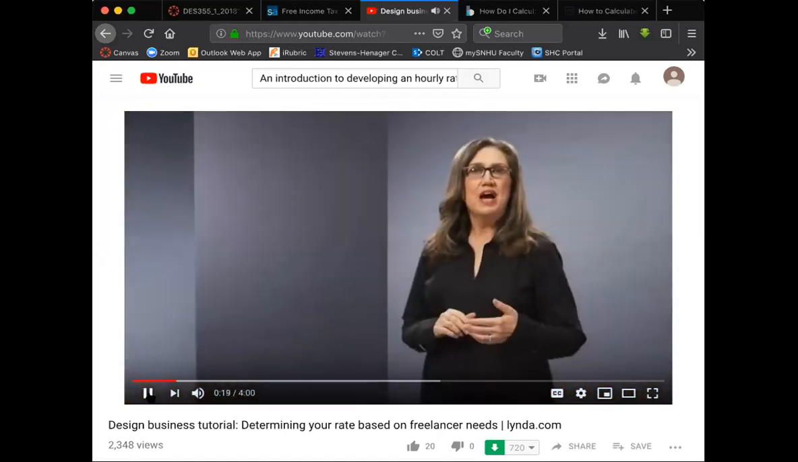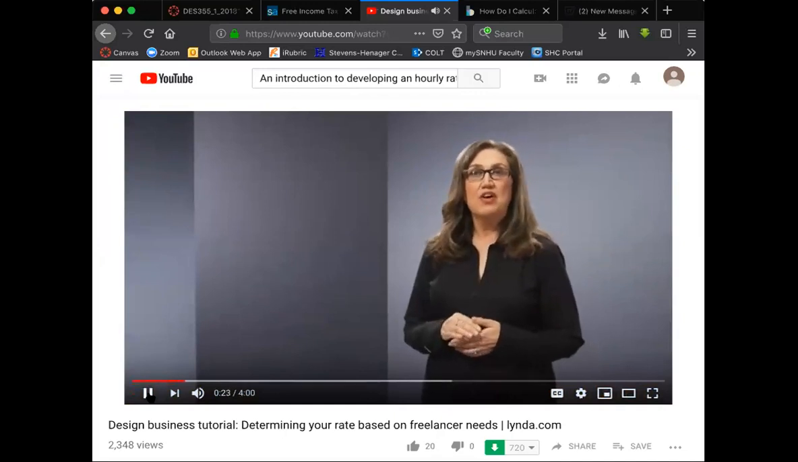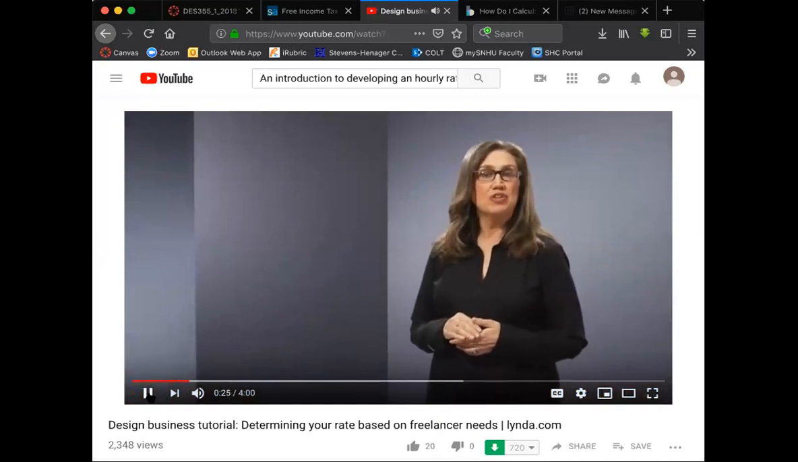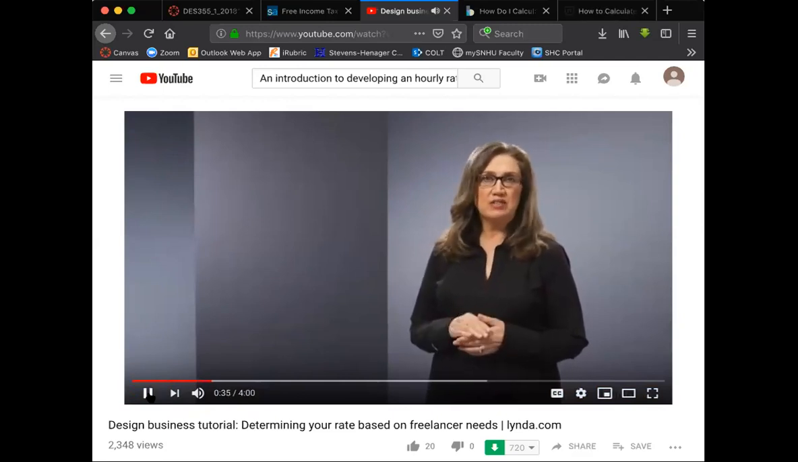You can determine an hourly rate for freelance design services in several different ways. The first way is to calculate it based on your actual financial needs. This method doesn't factor in the value of the work to your client's business or provide a premium for your expertise. It's just based on economics.